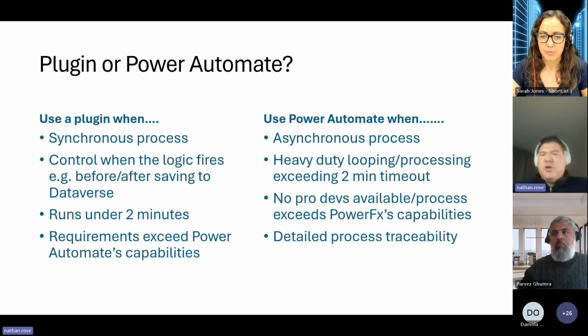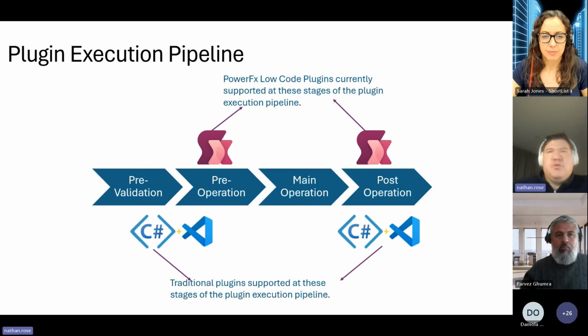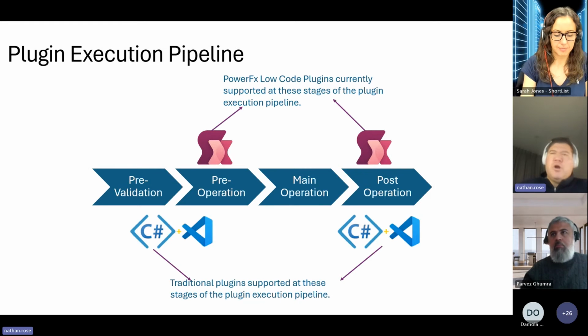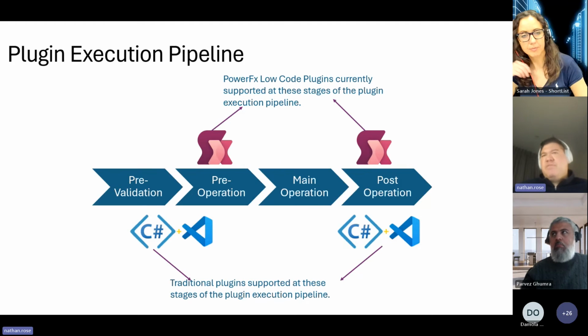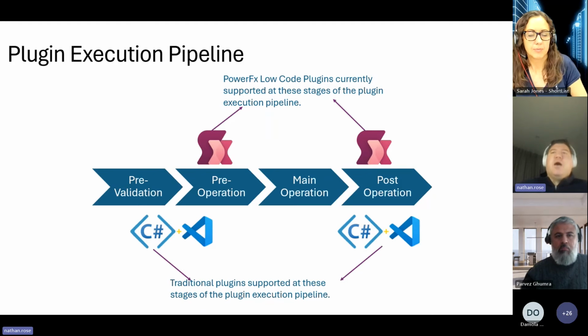All right, so we'll move on to the plugin execution pipeline. Now, if you're a pro dev, this will be very familiar to you, but if you are more of a functional, a business user, or a citizen dev, this will be a new concept, but it is really key to understand in the plugin world. So plugins follow a 4-step execution pipeline in Dataverse. So the 4 steps are pre-validation, pre-operation, main operation, and post-operation.